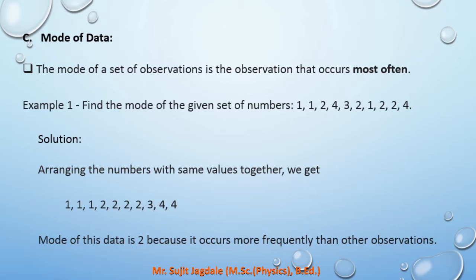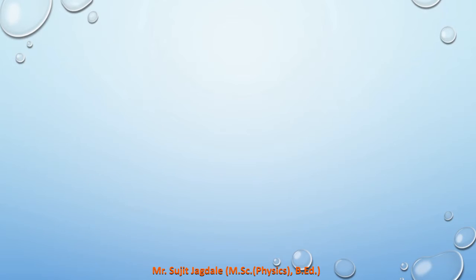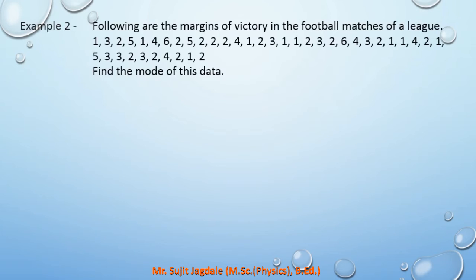If the number of observations is very large, in that case how do we find the mode? That is also very important. So we'll see the next example where too many observations are given. You can see too many observations are there. Following are the margins of victory in the football matches of a league. So league matches are given. Here don't count how many observations are given. We have to just find the mode of the data. So we'll see the solution, how to solve that.